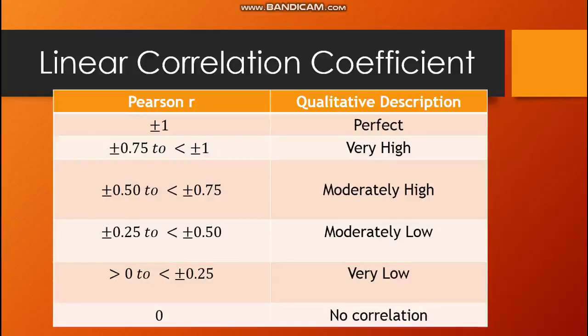If the Pearson R computed is positive or -1, there is a perfect relationship between the two variables. If the value computed lies between positive negative 0.75 to less than positive -1, we have a very high relationship. Positive negative 0.50 to less than positive negative 0.75, moderately high. So pag positive 0.50 to positive 0.75, that is moderately positive high relationship. Pero pag negative 0.50 to negative to less than negative 0.75, moderately negative high relationship.